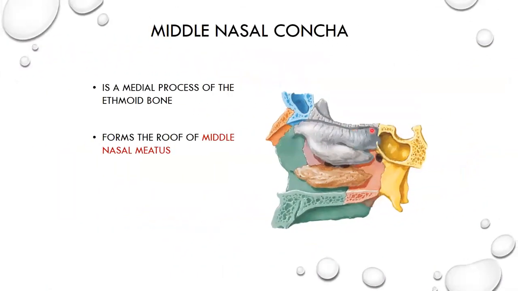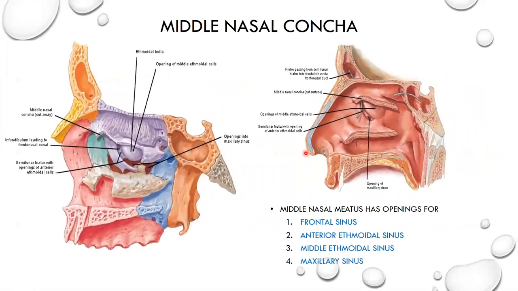Okay, the middle nasal concha. This middle nasal concha is a medial process of the ethmoid bone. It forms the roof for the middle nasal meatus. What are the structures that open into the middle nasal meatus? There are four structures that open into the middle nasal meatus.